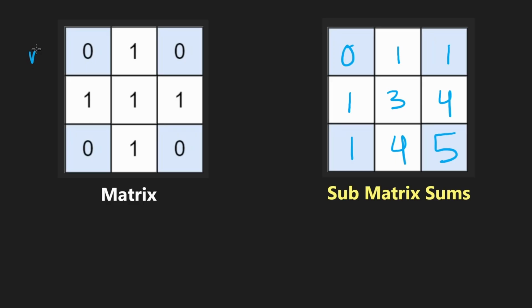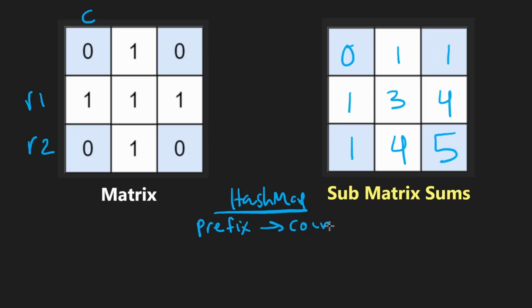We're still going to have 2 pointers for row 1 and row 2. I'm actually going to put them here for the example I'm going to show you. But we're going to have just a single pointer for the column. And that's going to tell us where that submatrix ends. Suppose we're doing that here. So when we start, we're going to initialize a hash map, and this hash map is going to map prefix sums to their respective counts. In this case, it's more of like a prefix submatrix or whatever you want to call it at this point, but you get the idea.